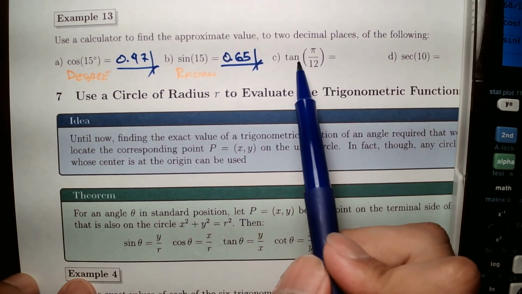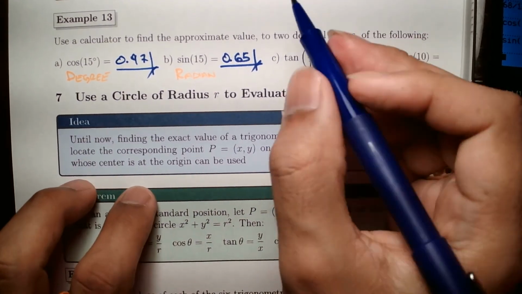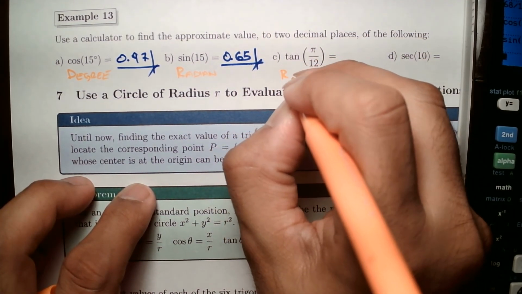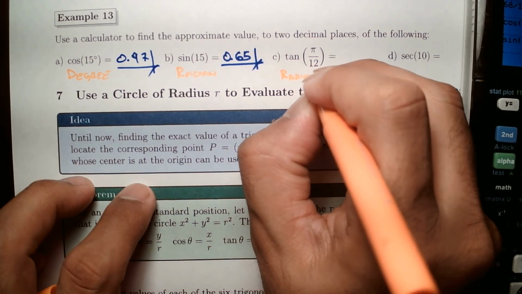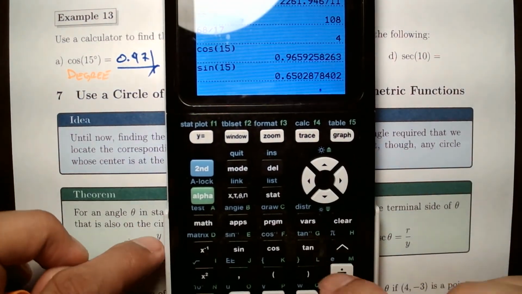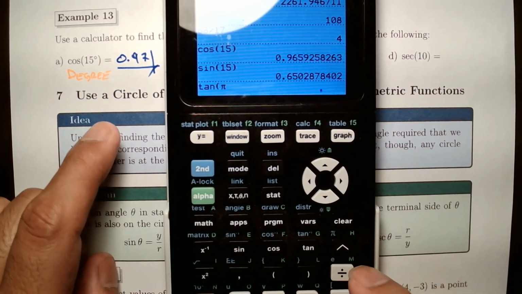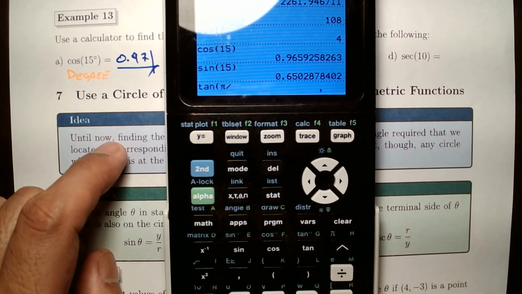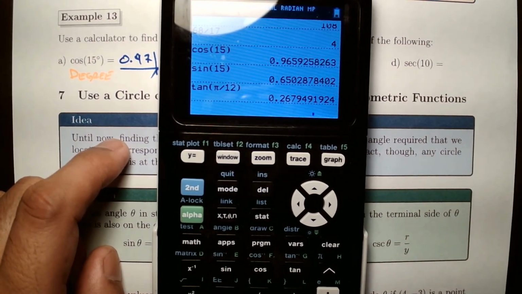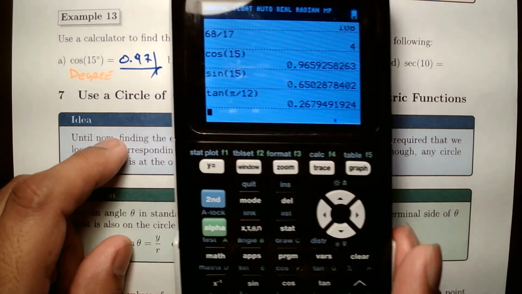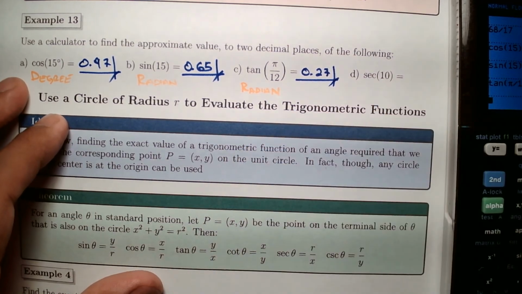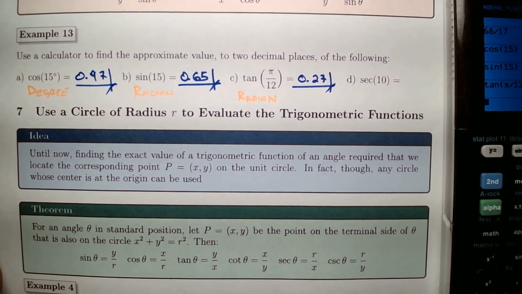Alright, let's evaluate tangent of pi over 12. Notice in this case we don't have any degree symbol. That means this is required to be used in radian mode. So we're still in radians. We're good to go. Simply type tangent of second pi and divide that by 12. Close parentheses. 0.2679, 0.27 when we round this to 2 decimal places.